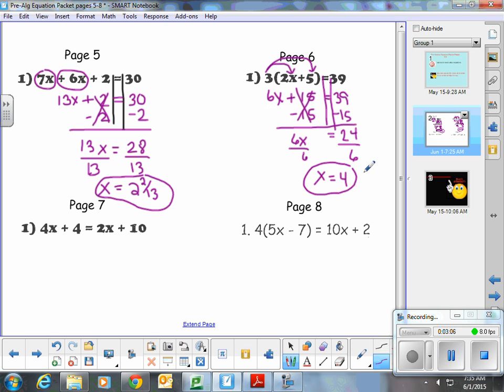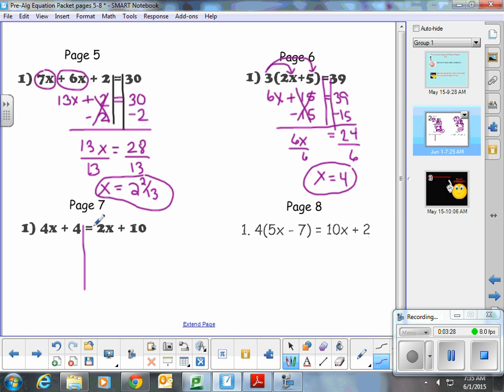Remember, you can always check your work by plugging your answer back into the problem. If I put a 4 in for x, 2 times 4 is 8. 8 plus 5 is 13, and 13 times 3 is 39. All right, let's move on to page 7.